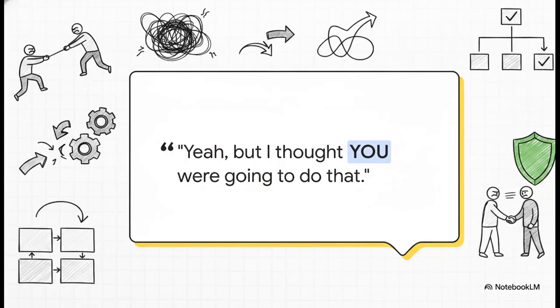For our English speakers, what I just said translates to the absolute ultimate project killer. Yeah, but I thought you were going to do that, right? We've all been there. When a team isn't entirely sure who's supposed to be doing what, projects completely derail. It's just organizational noise. And that's exactly why we use the RACI model in Lean Six Sigma to totally eliminate that ambiguity. We want to map out exactly who is handling what, with zero room for guessing.